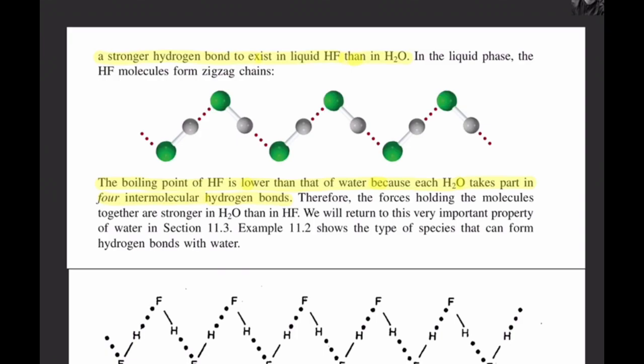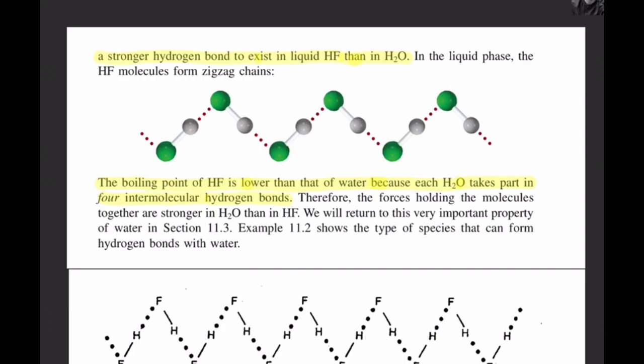The number of hydrogen bonds with which water is attached is more than that of hydrogen fluoride, and because of that the boiling point of water is greater than the boiling point of hydrogen fluoride, though the hydrogen bond formed by hydrogen fluoride is greater than that of water.